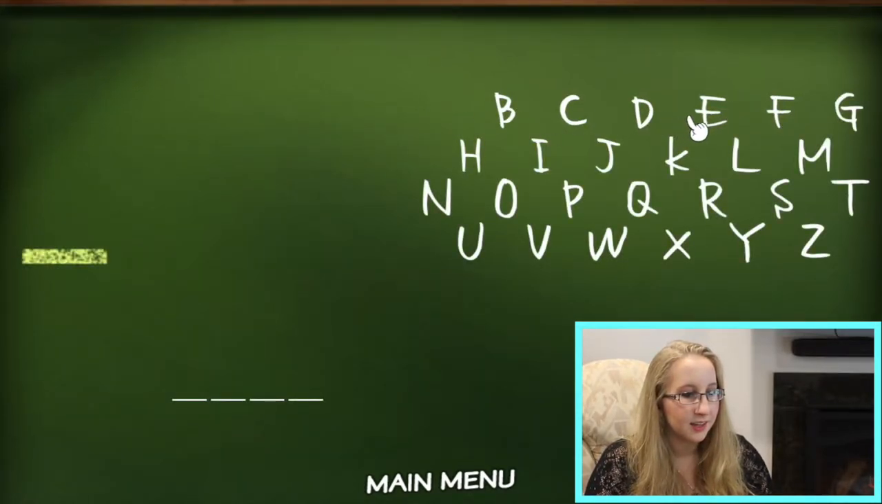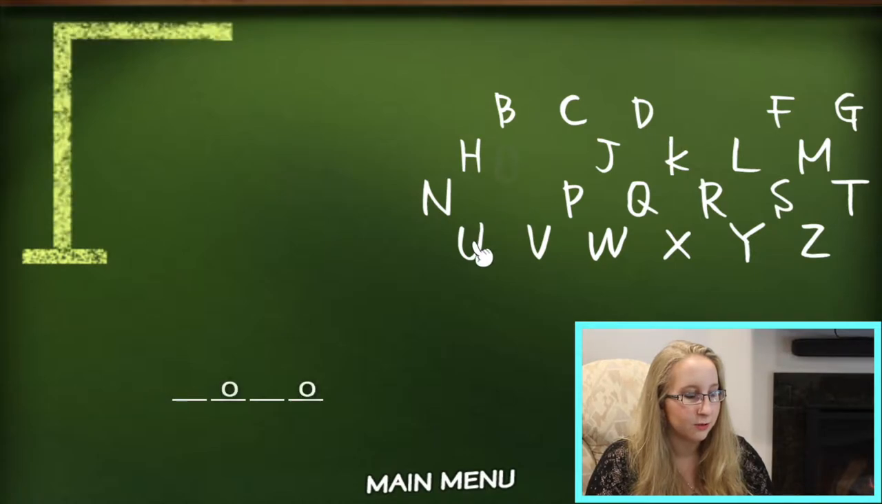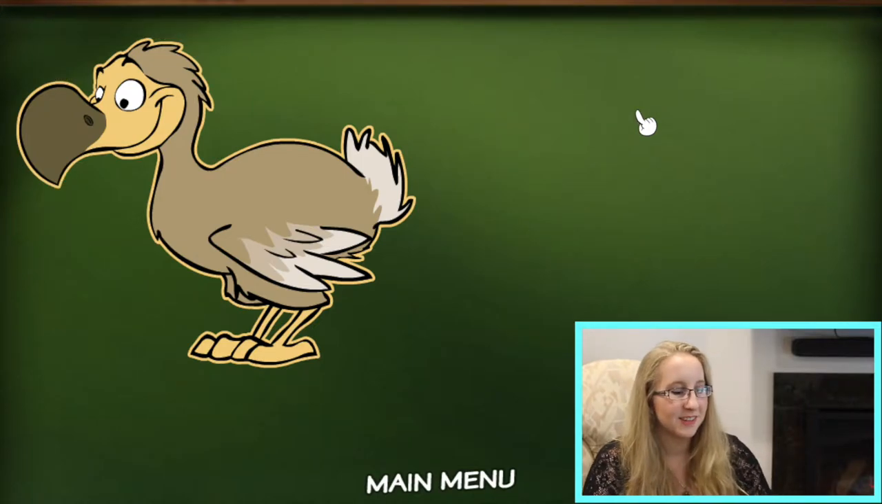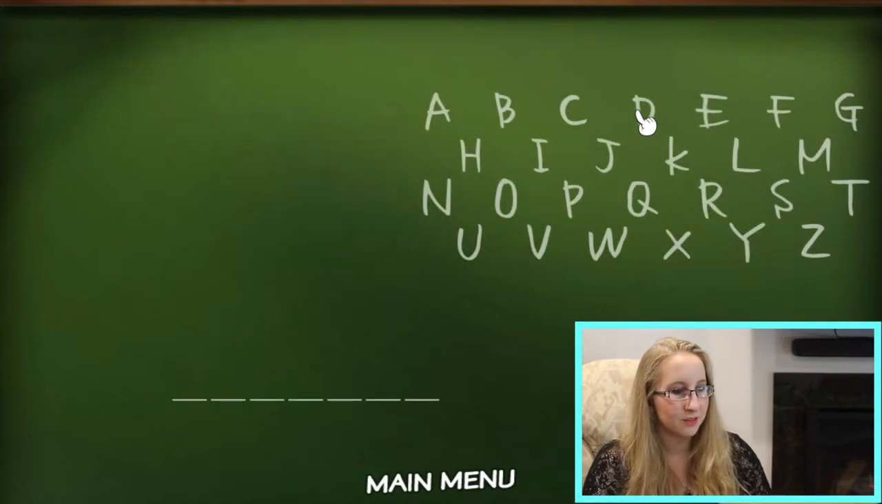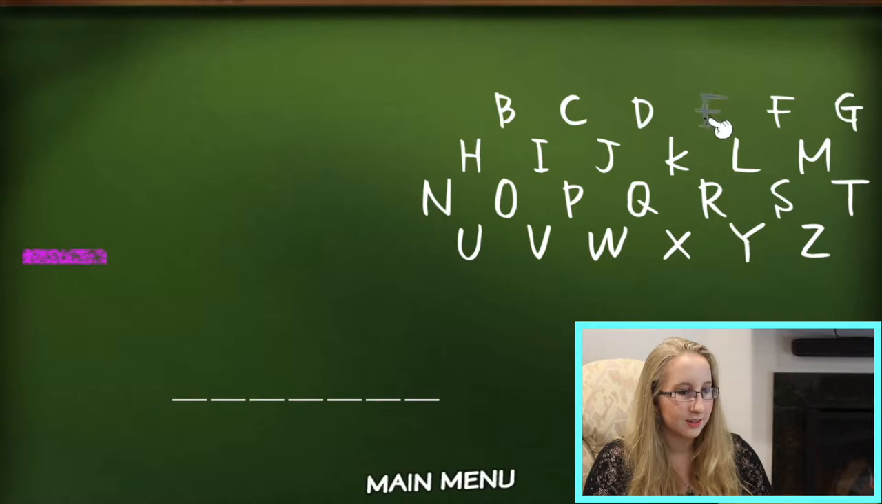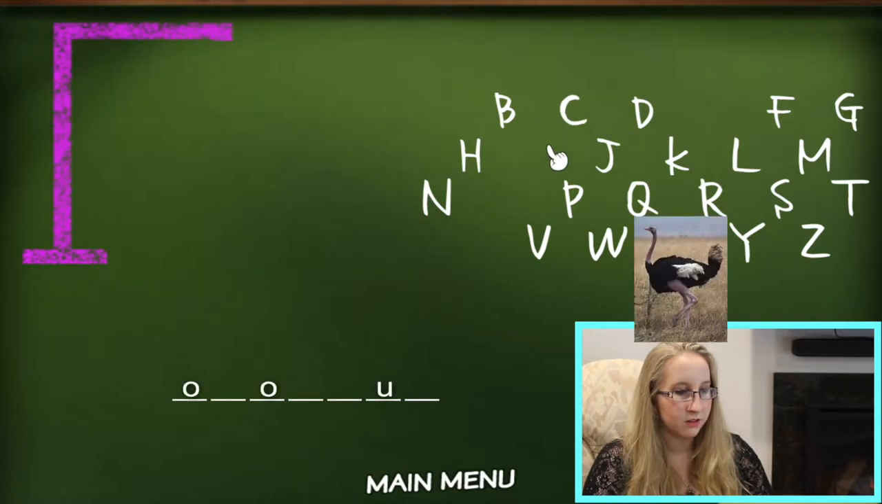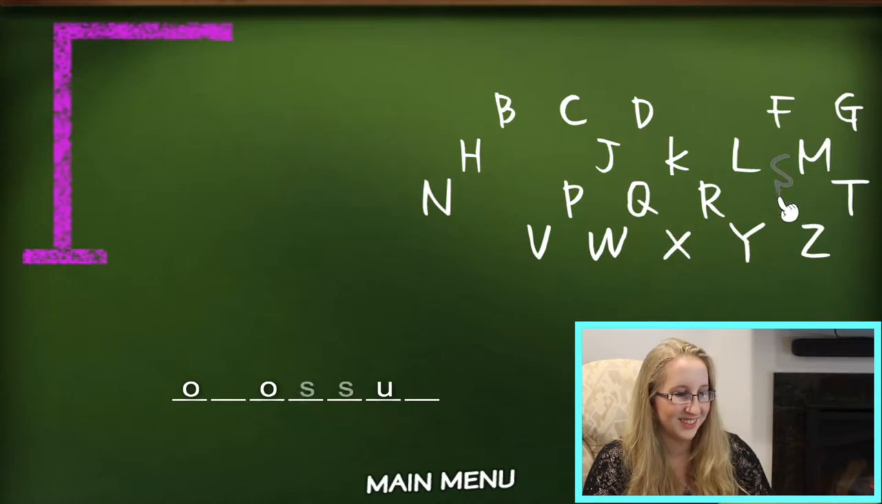A, E, I, O. Oh. Dodo. I had that before. Oh god, do they not have any other animals? A, E, I, O, U. Ostrich? No, it's not ostrich, but us. R.